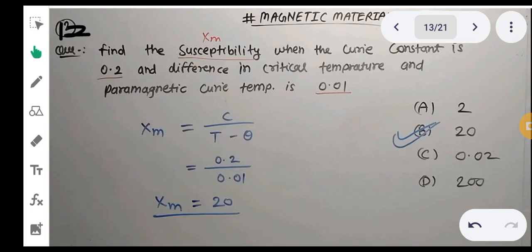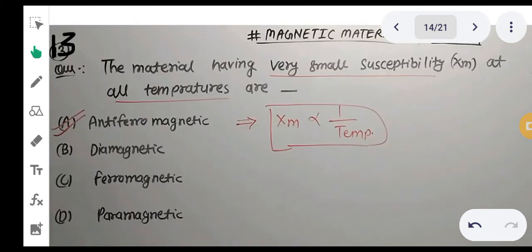So just make a substitution. Now the difference is 0.01, that was given, and the Curie constant is 0.2. So your Xm is 20. Okay, so the answer is B.